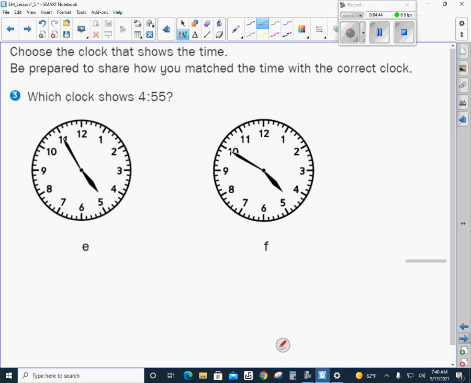All right, looking at clock 3, which clock shows 4:55? Pause the video. All right, looking at the little hand first, I've got my little hand pointing here. It is almost on the 5, but it's not there yet. That minute hand is getting really close to this next 5 o'clock hour, but it's not there. So this is still 4. And then my minutes, I'm going to start here at 45, 45, 50, 55. So this is the clock that shows 4:55.